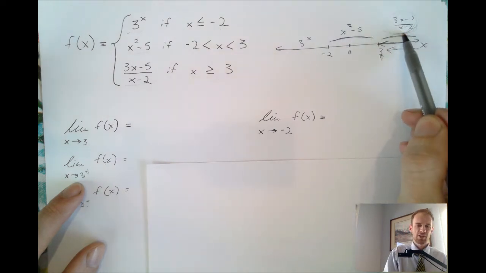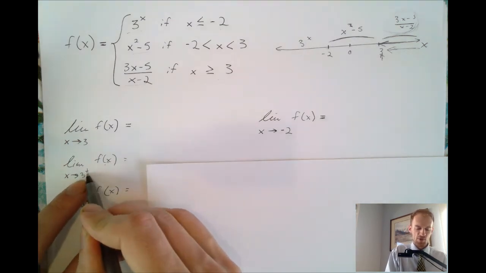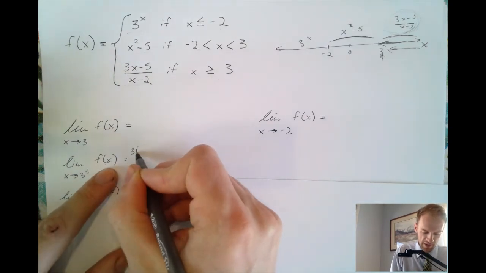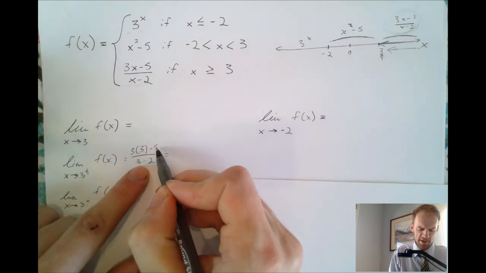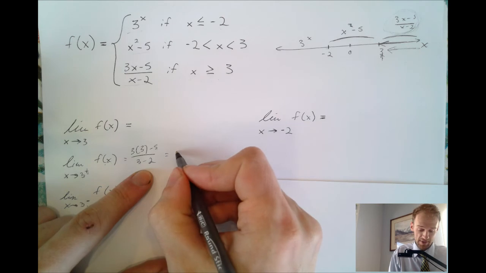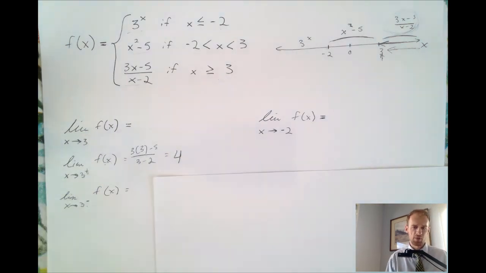Just looking at this regular notation over here, it's harder to see. So basically this is saying substitute 3 here. So I'm going to just calculate that out. That's 3 times 3 minus 5 over 3 minus 2. 9 minus 5 is 4, divided by 3 minus 2 is 1, so that is going to be +4, right? That's in the right place.